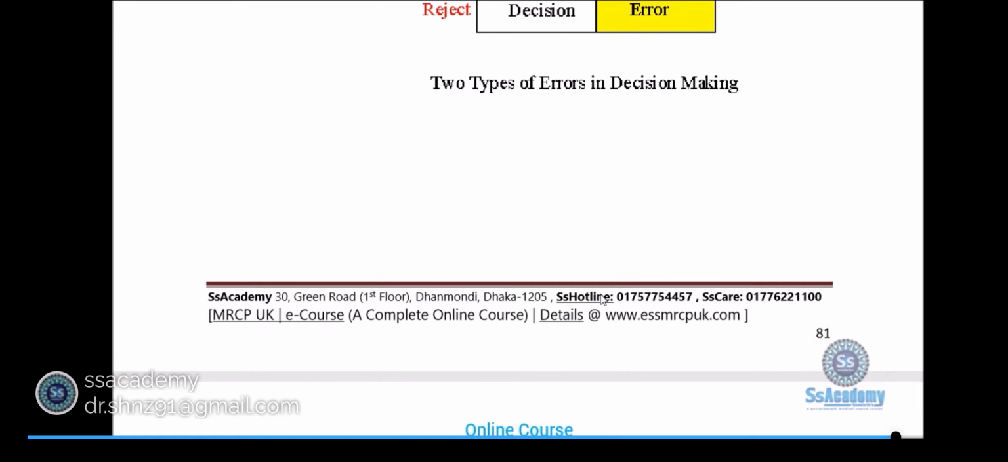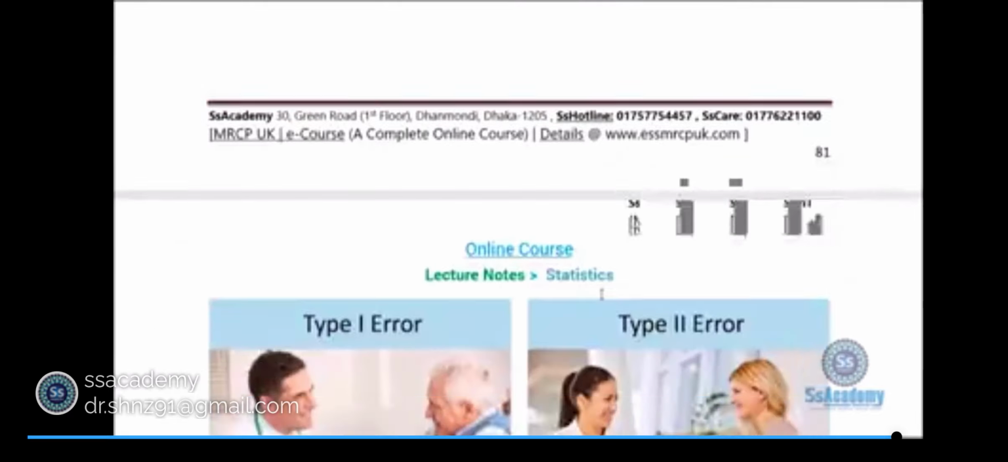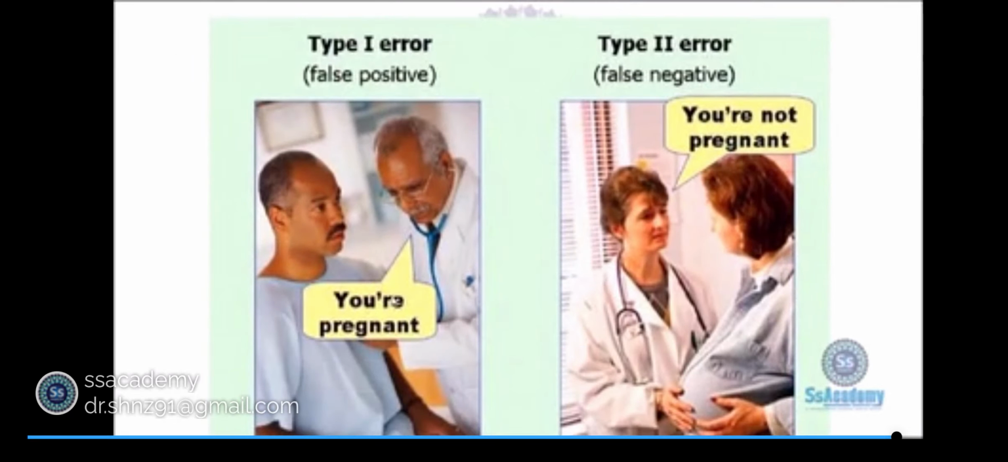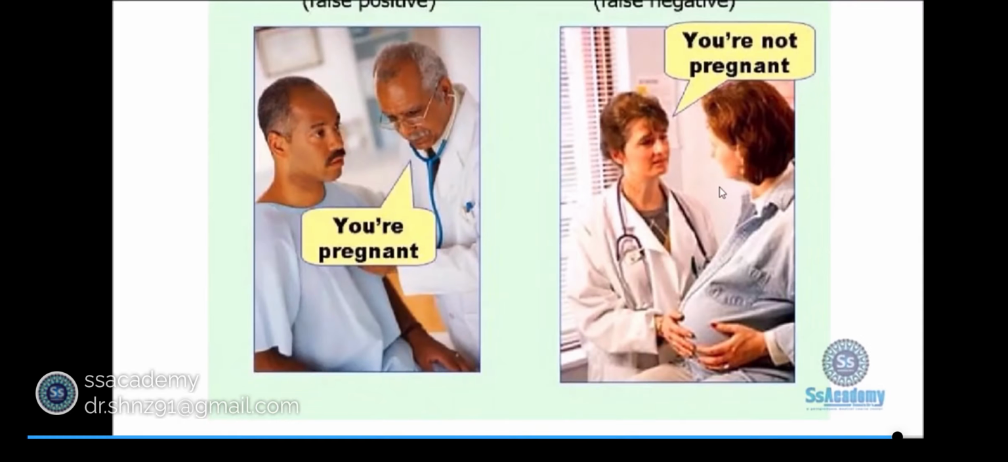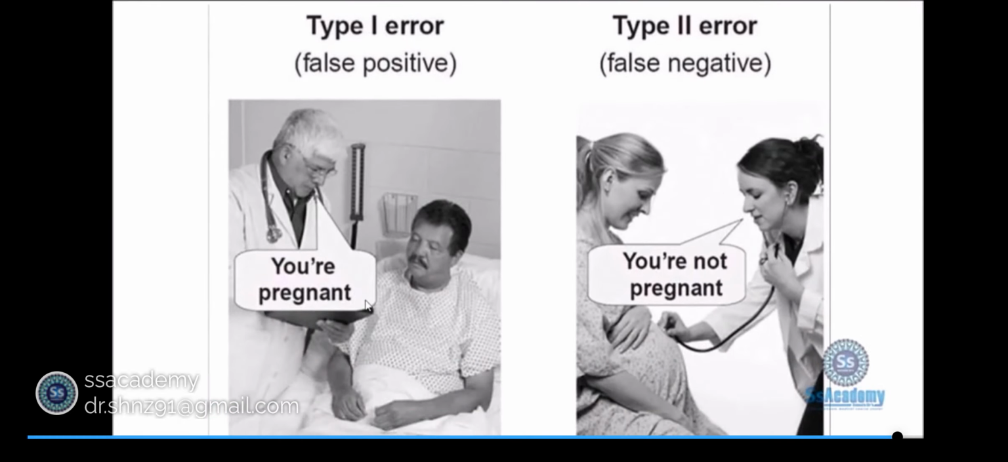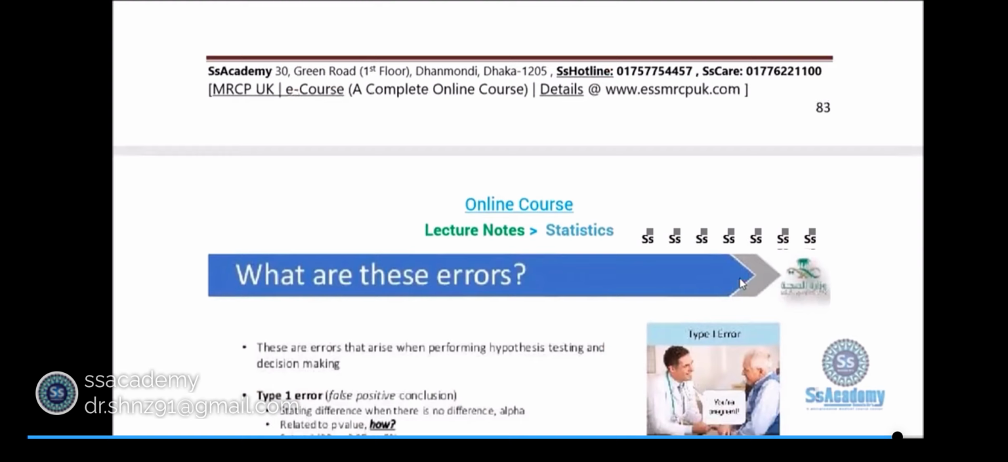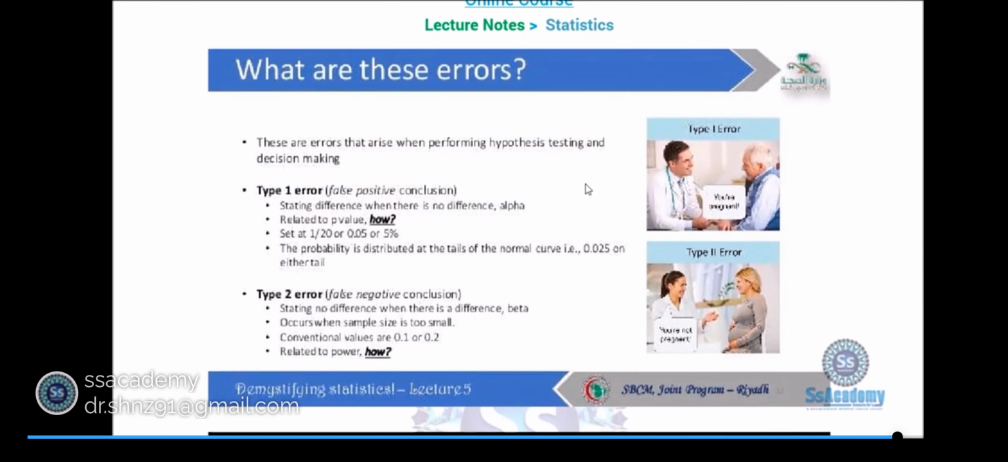Type 1: you are pregnant, false positive. And type 2: you are not pregnant, false negative. So you see, same thing: you are pregnant, you are not pregnant. And what are these errors? The same topic, type 1 and type 2. A type 1 error is the false positive conclusion, and a type 2 error is the false negative conclusion.